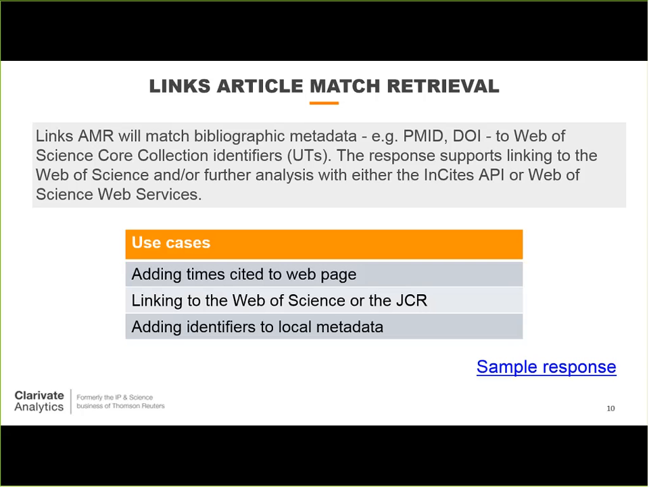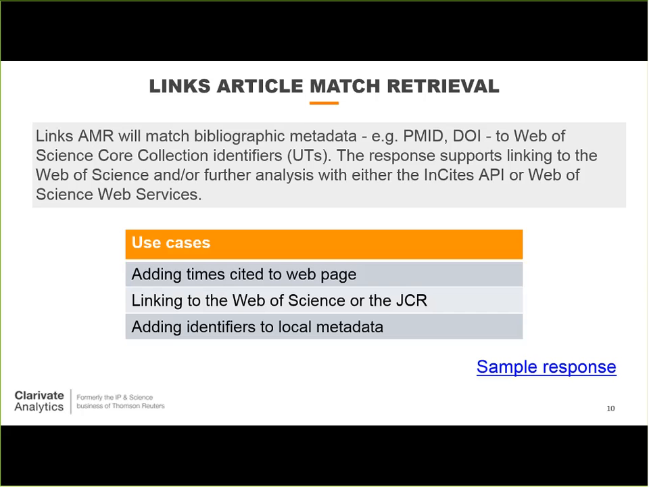So there are different use cases for Links AMR. One of them would be, for example, if you want to add times cited to your web page, to your public web portal, you could call Links AMR with a PMID, with a DOI, or even with a UT if you have it, and it would give you the times cited. Another thing would be to add a link to the source page, to that article's page, for example, in the Web of Science. If you call Links AMR, you would have a URL that would lead you to the Web of Science page of that specific record.